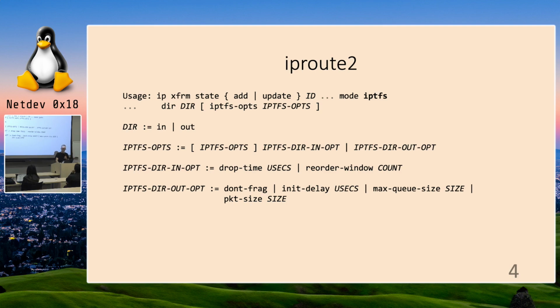Don't fragment means what it sounds like: don't fragment and only aggregate. Initial delay: we have this feature where we will delay if our queue is empty and we have nothing to send. With the first packet that comes in, the init delay is the amount of time to wait to see if we get a second packet, to see if we can aggregate. Max queue size is for the other side of things, when we have too much traffic coming and we're queuing it up. How much are we willing to queue up before we start dropping?